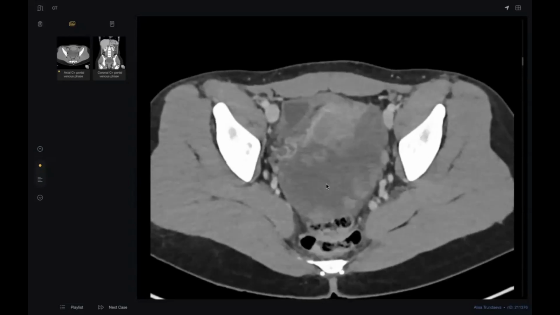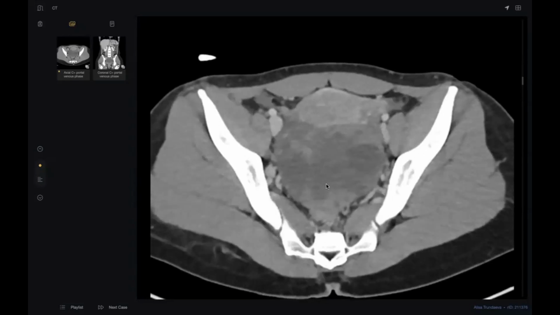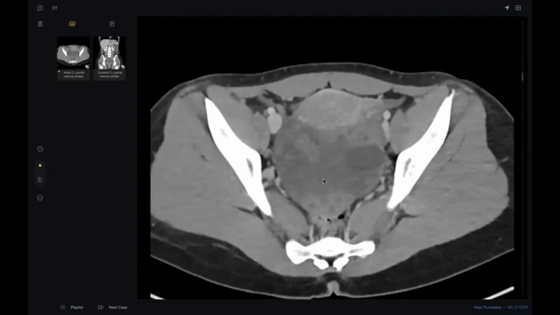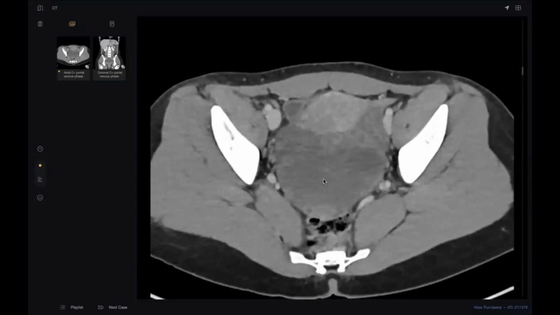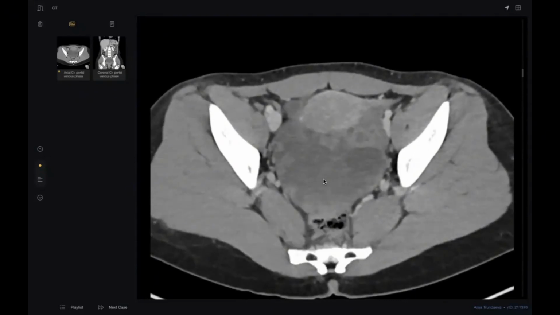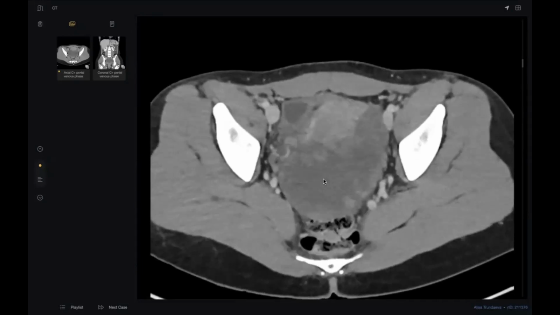What are the signs of torsion? Number one, markedly reduced contrast like here. Second, edema. Third, and the most important, the ectopic location. Very important. See?